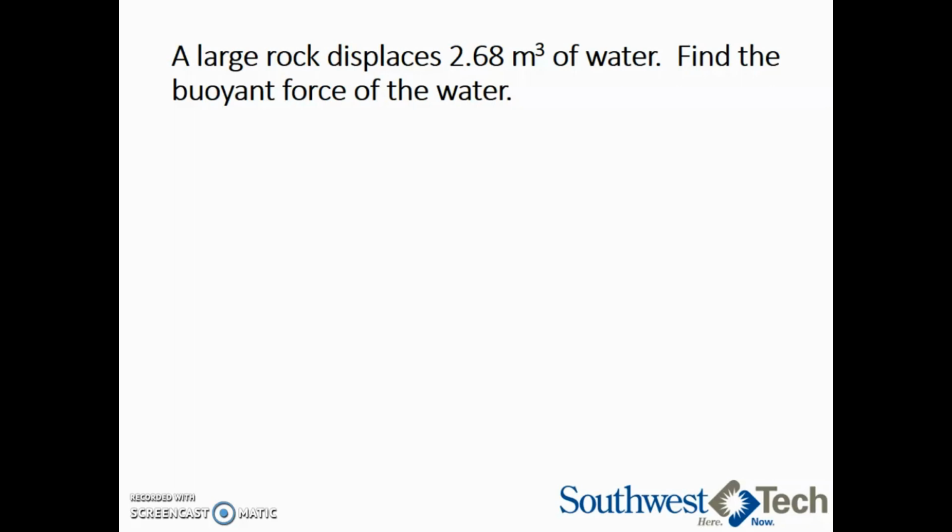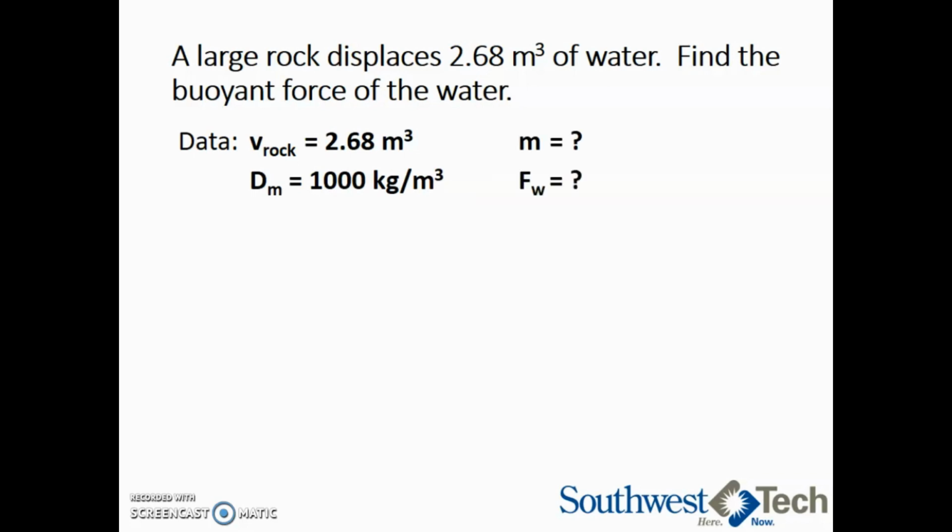In order to find the weight force, we need to know the mass of water that is displaced. Writing down everything we know, the volume of the rock is 2.68 cubic meters, because that is the volume of water it displaces. Since the fluid we are looking at is water, the mass density of water is 1,000 kilograms per cubic meter. We are trying to find the mass and also the weight force of the water.